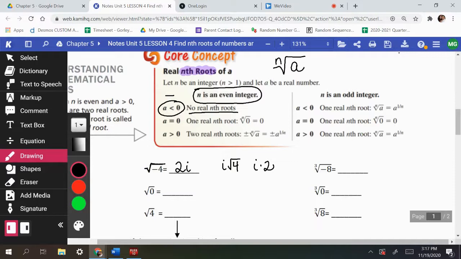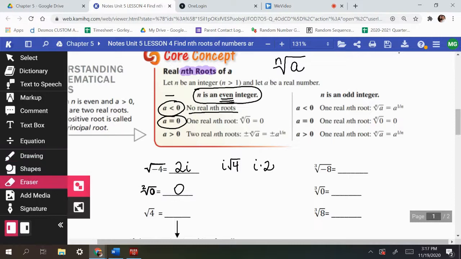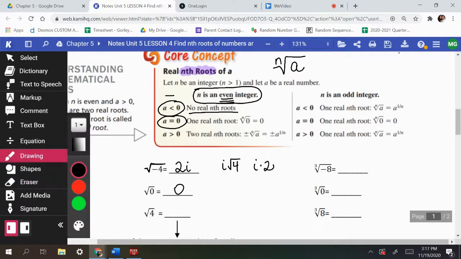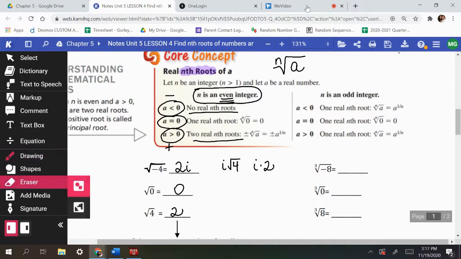Okay, what happens if my a value is 0 under that even root? Well, the square root of 0 is 0, right? This is an even root with a radicand of 0, and I get 0. Okay, what about if a is positive? It says we're supposed to have 2 real nth roots. Well, I know that the square root of 4 is 2, right? If this symbol was written in for us, then I know I'd be looking for the principal root.